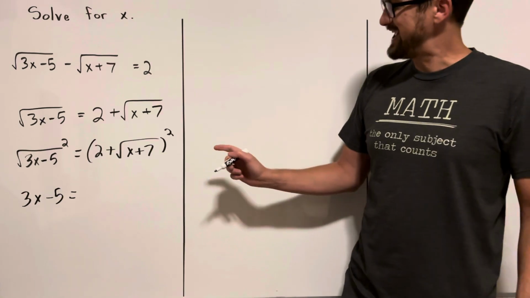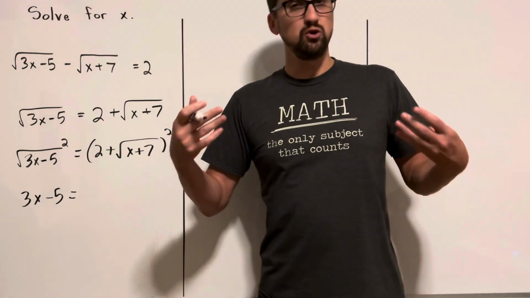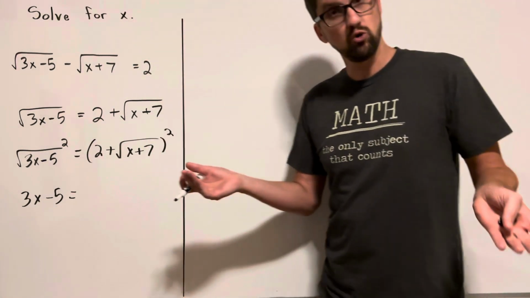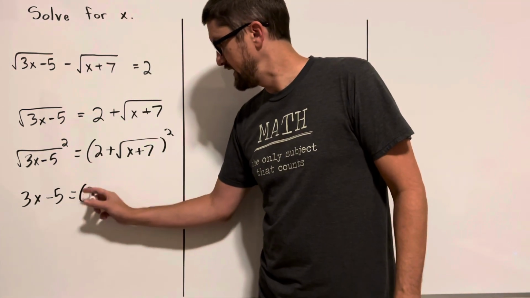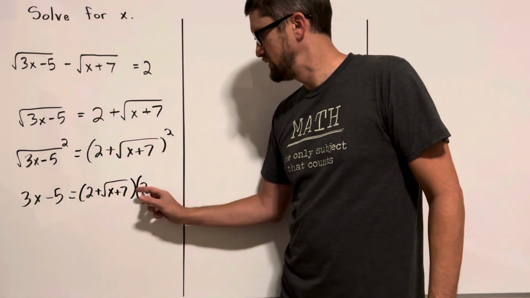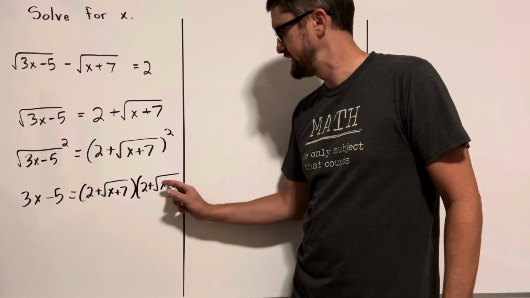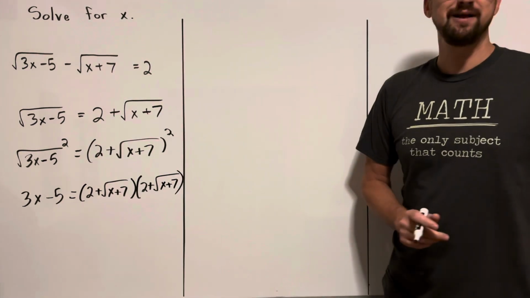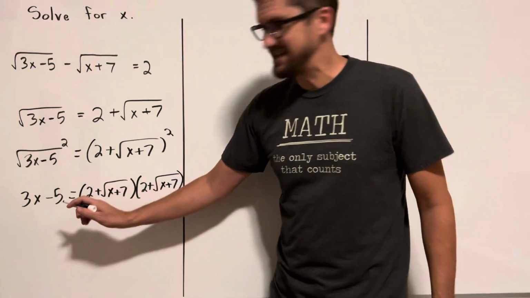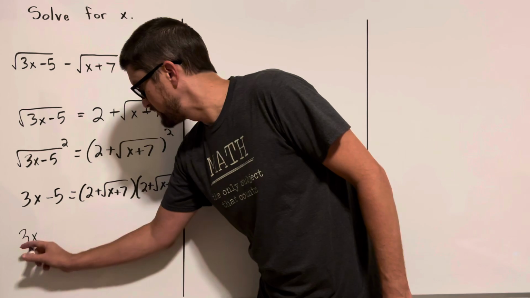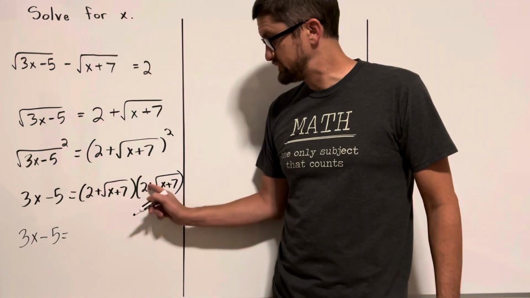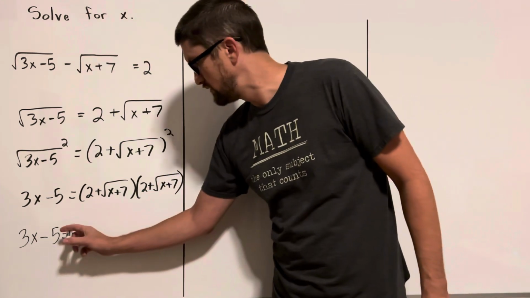On the right-hand side, you're squaring a binomial. You can use the formula, or if you don't remember the formula, you could write it twice and multiply it out. So if you write it twice and multiply it out, you're essentially going to use FOIL. The left-hand side is going to stay the same, 3x minus 5. Now when I do FOIL, I do 2 times 2, which is 4.